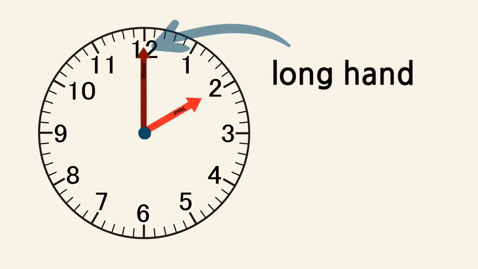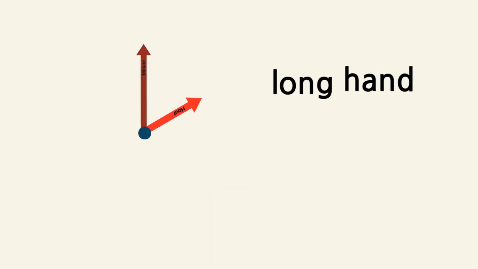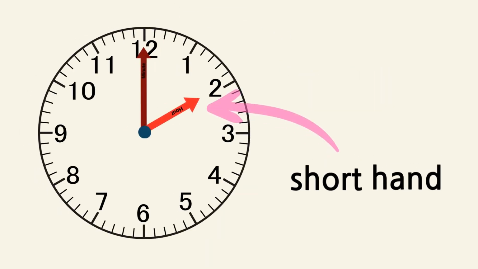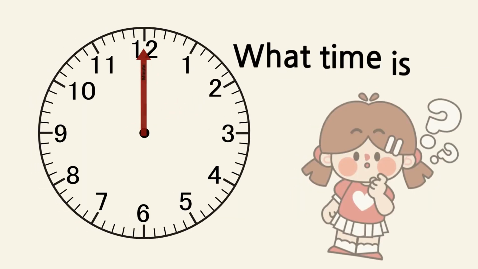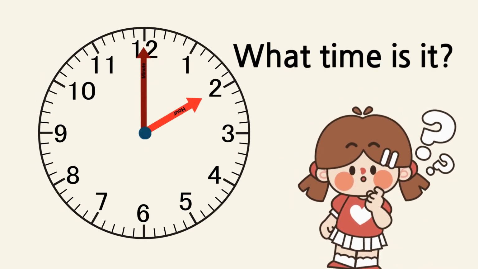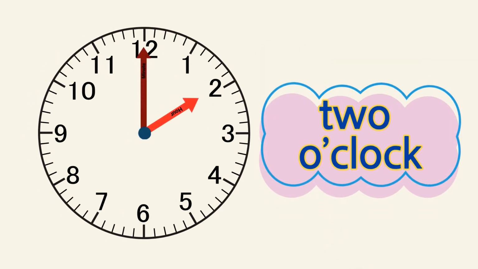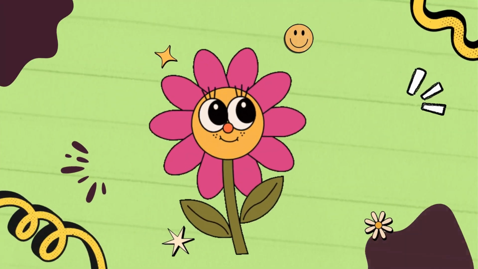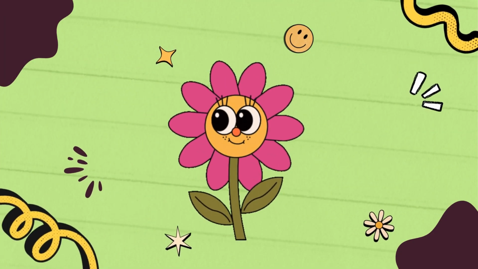The long hand is on 12, and the short hand is on 2. What time is it? Ding dong dang. It's 2 o'clock. Oh, I see. That's amazing.